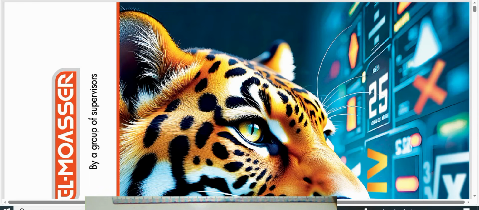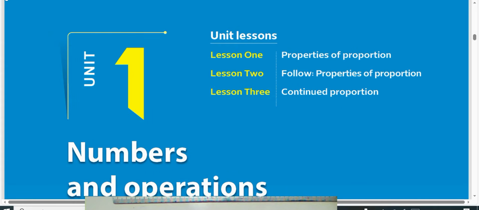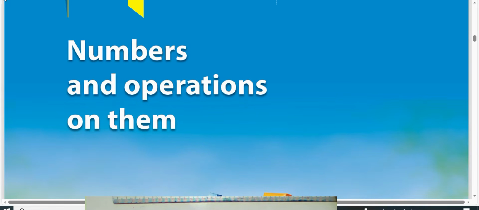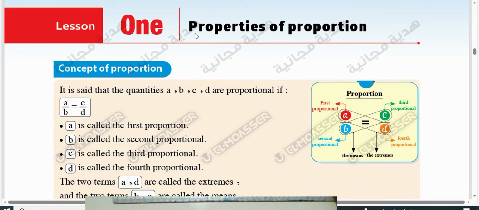Today we'll explain from the book, lesson number 1. Unit 1, lesson 1, talk about properties of proportion. Unit 1, numbers and properties on them. Properties of proportion.